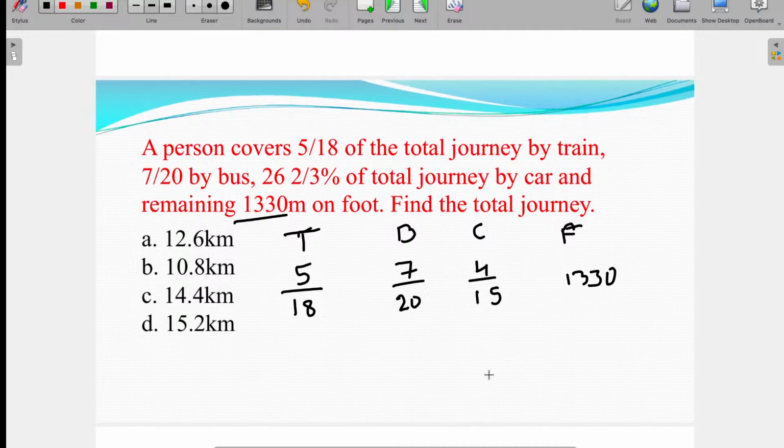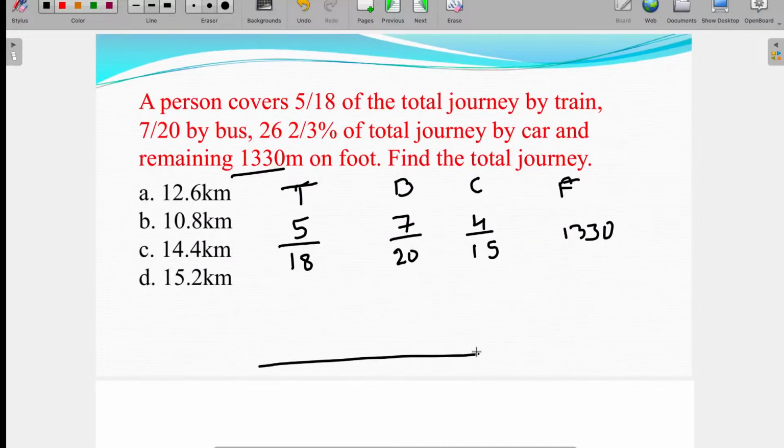Now you can assume x. Instead of x, can I assume the LCM of 18, 20, 15 will be the total distance? Because of the total journey, 18 is the total journey. Of the total journey, 20 is the total journey. So the LCM of 18 and 20 is 180. Even 180 will come from 15 also. 180 is the LCM, so I am assuming the total journey is 180. Then tell me, in the train how much is traveling? 5 by 18 of 180 means 50.